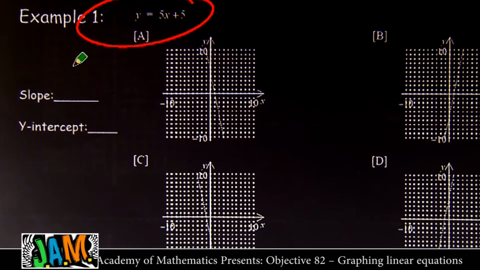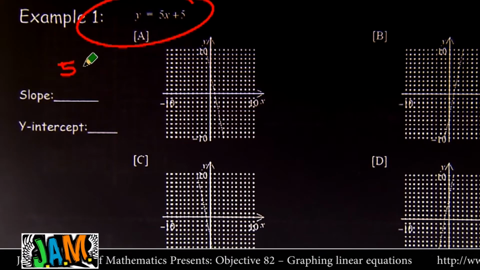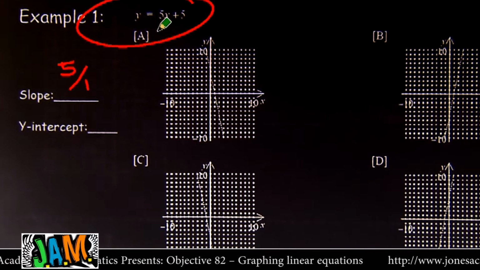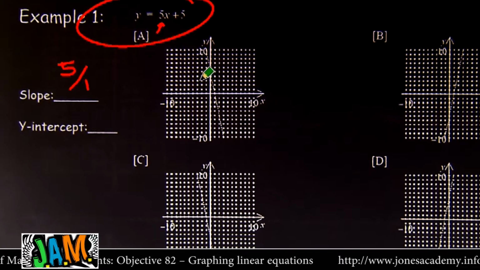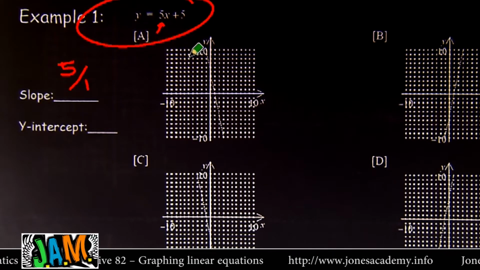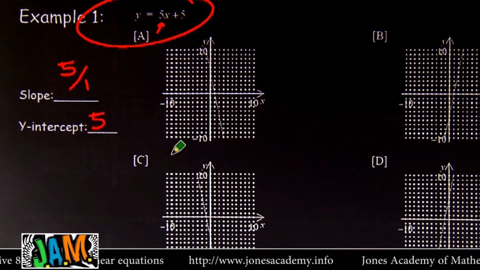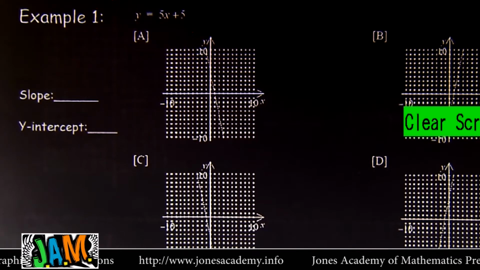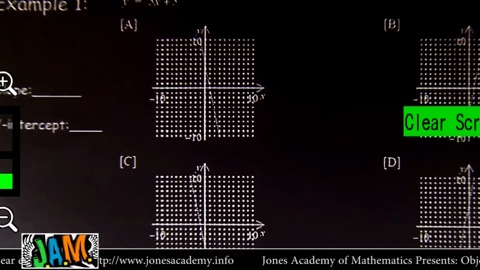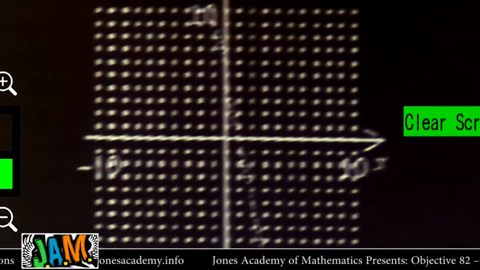The slope is 5, or some of us might want to think of it as 5 over 1, but that comes from this 5 to be exact. And the y-intercept is also 5, and that comes from this 5 right there. Make sure that we cross at 5. It's kind of hard to tell, so I'm going to zoom in on A, B, C, and D. Let's just make sure we know if they're crossing at 5.